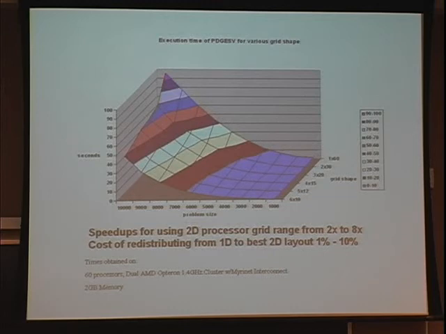And in fact, the speedup ranges from a factor of 2 to a factor of 8 by changing the data structure. How much does it cost to redistribute the data structure? An extra 1 to 10%. So it's clearly worth doing this. And this is part of the tuning that we want to accomplish.